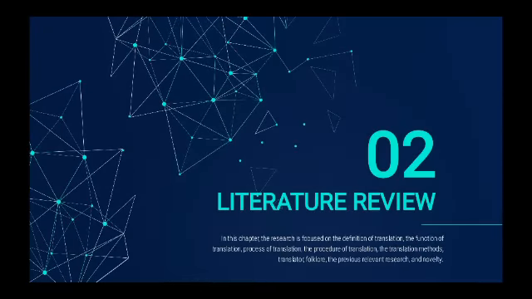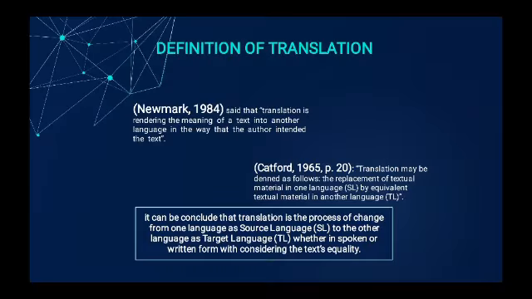The next is the chapter 2, literature review. There is the definition of translation, function of translation, process of translation, procedure of translation, translation methods, translator, folklore, the previous relevant research, and novelty. The first is the definition of translation. I conclude that translation is the process of change from one language as source language to the other language as target language, whether in spoken or written form, with considering the text equality.